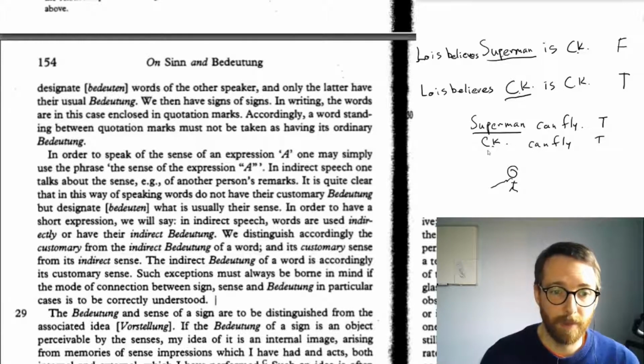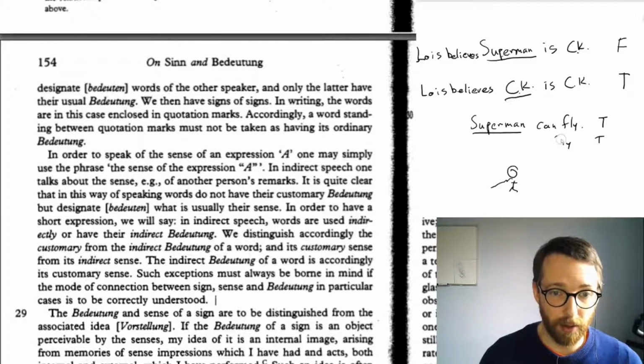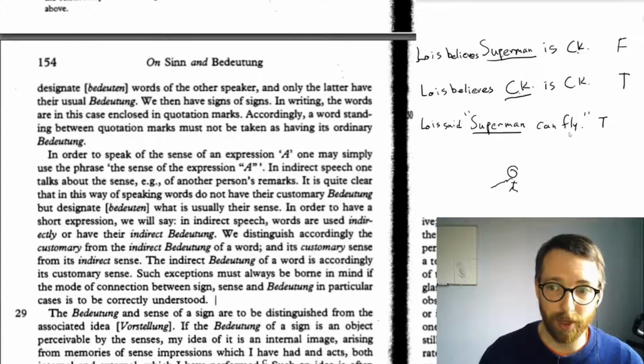Okay. So because we're speaking about the reference here, I can substitute any other name with the same reference, and that should preserve the reference of the sentence as a whole, which is the truth value of the sentence as a whole. On the other hand, suppose I'm not speaking to you directly. Suppose these words come out of my mouth after the following words. Suppose I tell you, Lois said, quotation mark, Superman can fly, close quotation marks.